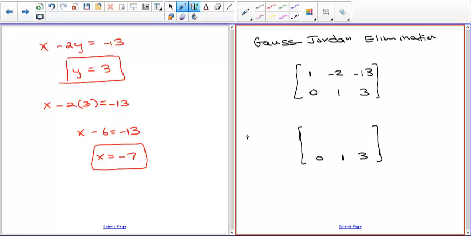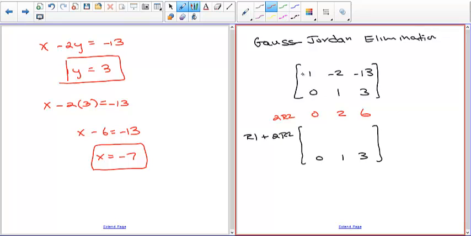And what I'm going to do is take my old row 1 and add 2 times row 2, because if I multiply this by 2 and add it to that, I'll get 0. So I'm going to write out here 2 times row 2. So here's row 2. 2 times 0 is 0. 2 times 1 is 2. 2 times 3 is 6. So each one of those doubled.